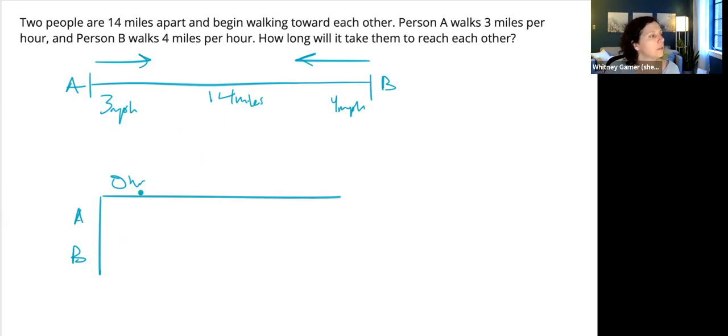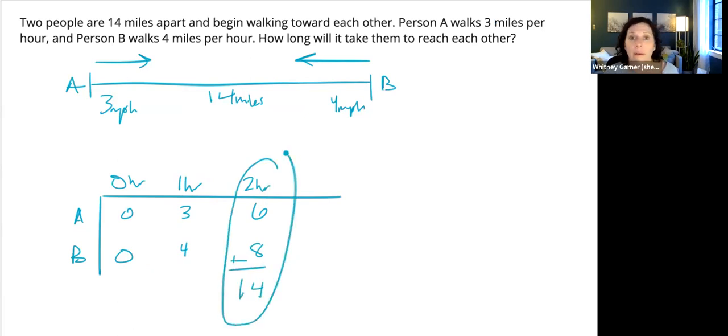So at the 0 hour, they've both gone nowhere. At 1 hour, person A has gone 3 miles, person B has gone 4. They've covered a total of 7. Then at the 2 hour mark, person A has gone 6 miles, person B has gone 8 miles. That is a total of 14 miles. And so we're there, our 2 hour mark. So we could say 2 hours, or how far has A gone? 6 miles. It doesn't really matter.